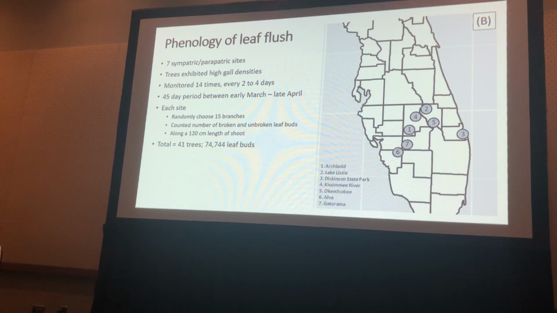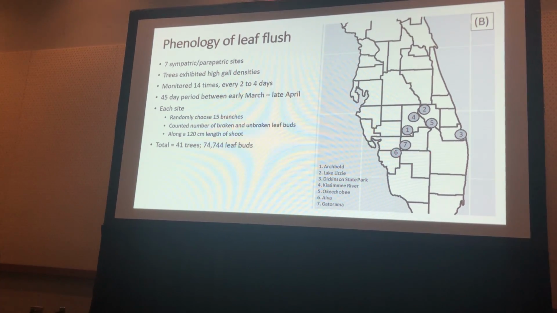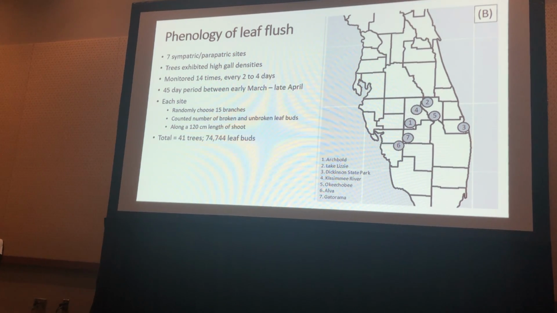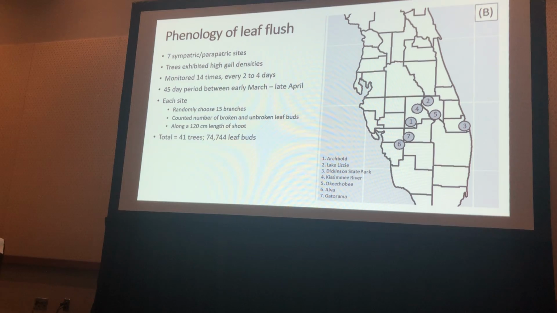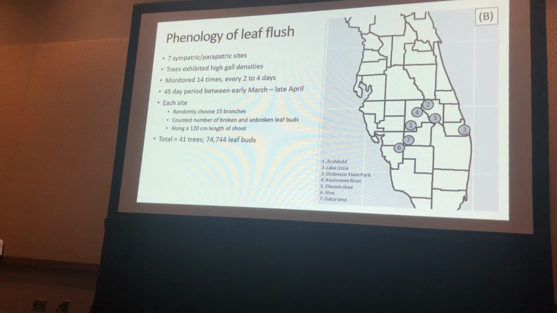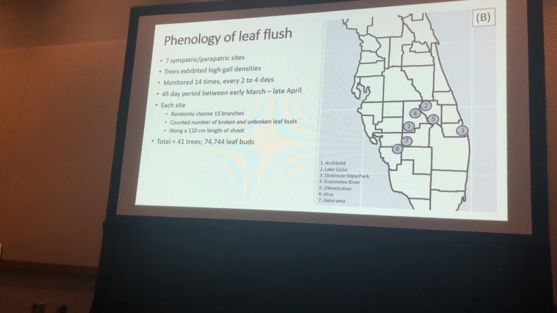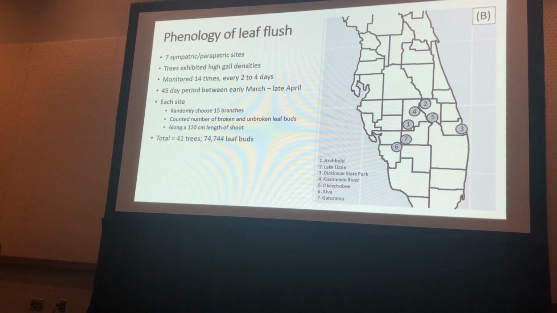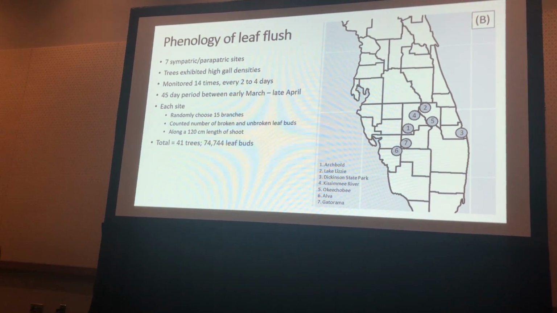Next we wanted to go out and monitor leaf flush, or bud break, at a number of individual sites, 7 sympatric or parapatric sites. These are high gall density sites, which will become important in a second. Over about a 2-month period between March and April, we went out 14 different times, every 2 to 4 days. For every tree at every site, we would randomly choose 15 branches. We counted the number of broken and unbroken axillary buds on about 120 centimeters of branch length. This culminated in monitoring 41 trees and 75,000 leaf buds.